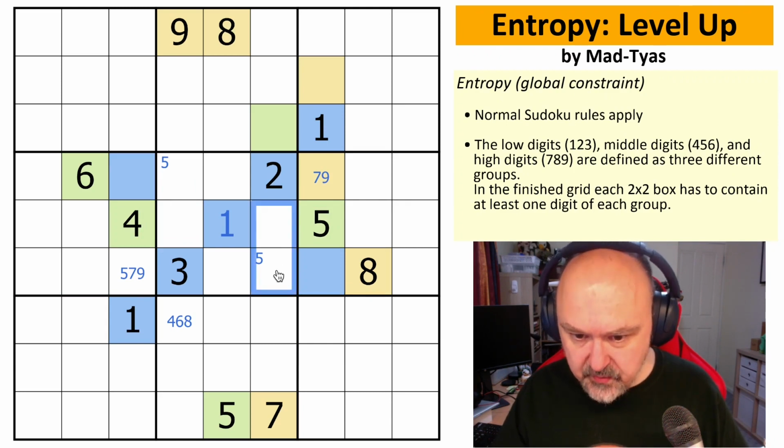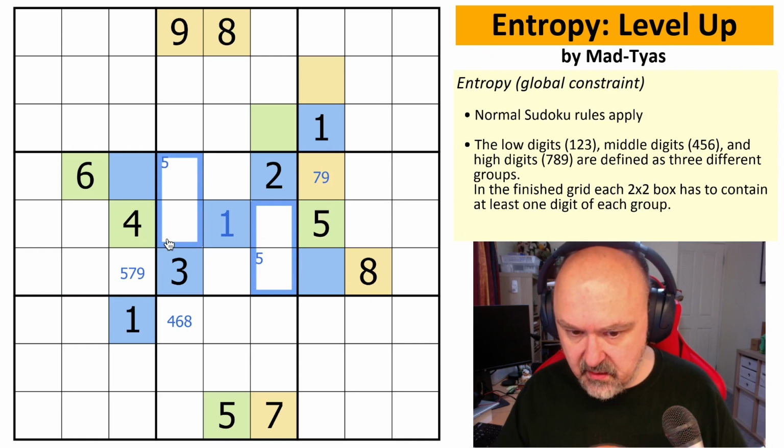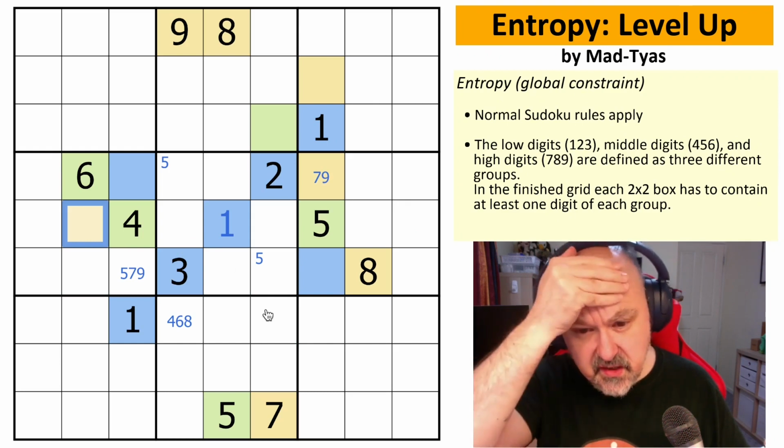I need to put a yellow into one of those two, and a yellow into one of those two. So two of the yellows at least are taken up there. Now, this now is a yellow because I've got two greens and a blue. Oh, this is tricky.